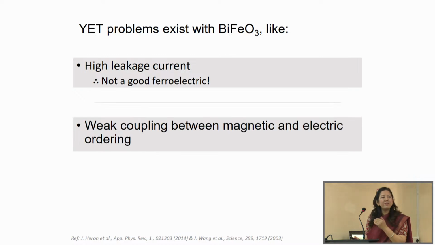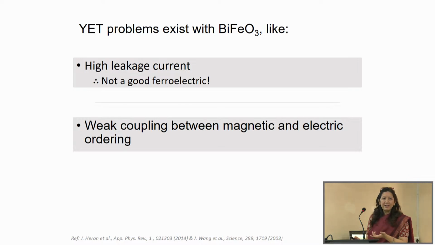What does weak coupling mean? That means if you change the electric field, you cannot control the magnetization, or if you change the magnetic field, you cannot control the polarization, right? So that is the difference, and that coupling needs to be achieved. That is the whole idea.